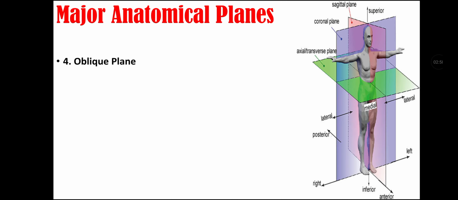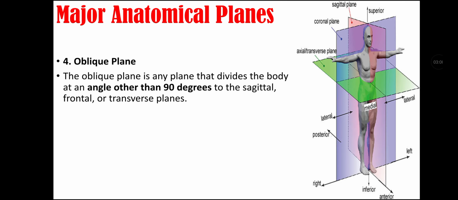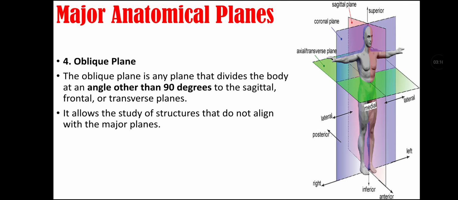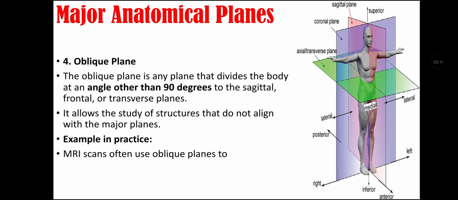Next major anatomical plane is the oblique plane. Oblique plane is any plane that divides the body at an angle other than 90 degrees to the sagittal, frontal, or transverse planes. It allows the study of structures that do not align with the major planes. Examples in practice are MRI scans that are often used of oblique plane to provide better imaging of certain organs or tissues.